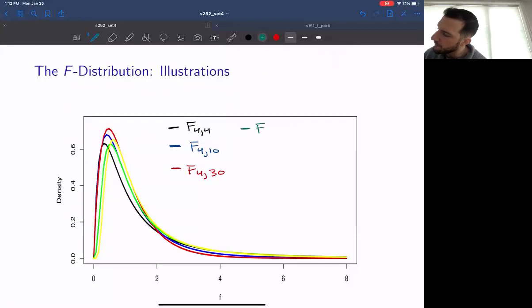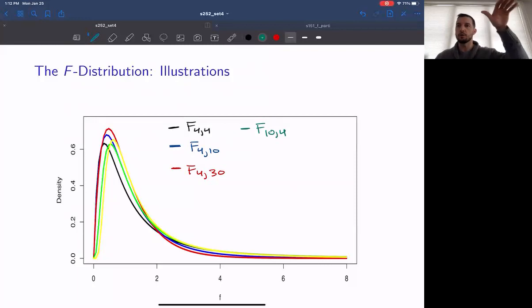The green curve is the F curve when we change the first degree of freedom. So the green curve is an F on 10 and 4 in this case. So the peak has shifted over and the tail as a result has gone out. So this first degree of freedom appears to control kind of horizontal peak location, and then the tail is going to change as a result of that. Whereas the second degree of freedom appears to indicate peak height, which pushes the tail in. So the second DF pushes tail in, first DF appears to push tail out.